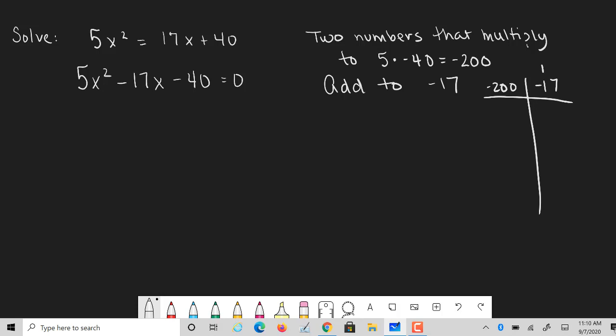This is the adding side, this is the multiplying side, and you can just start guessing, but that turns out to be quite a bit of work. So here's one of the ways that I do it.